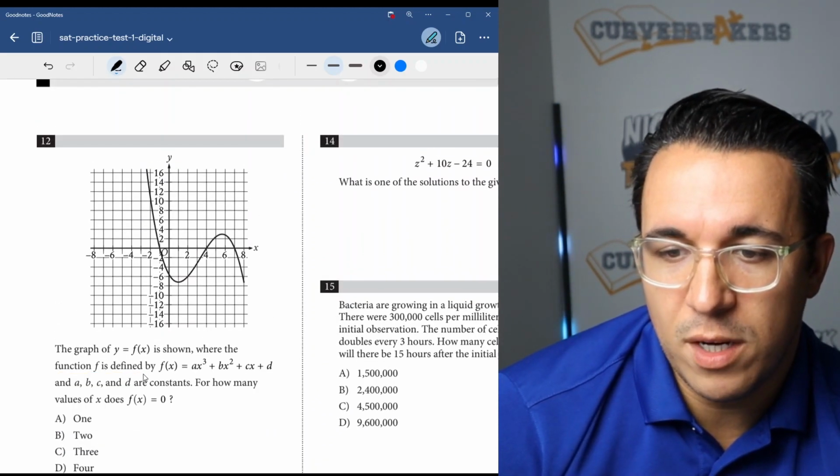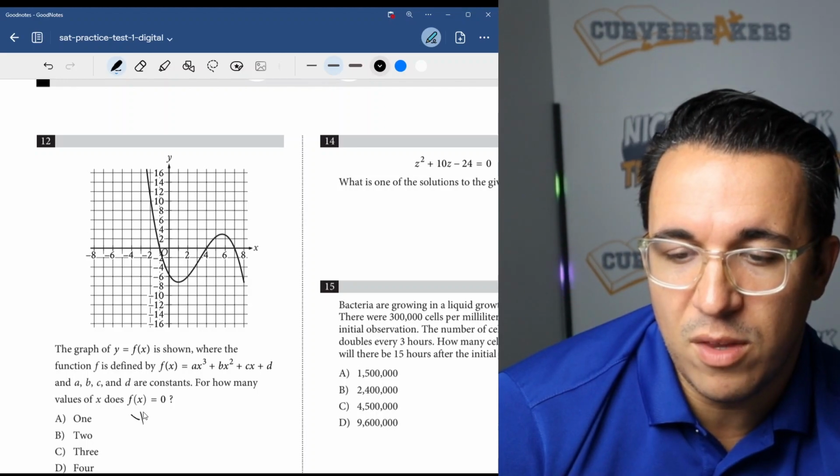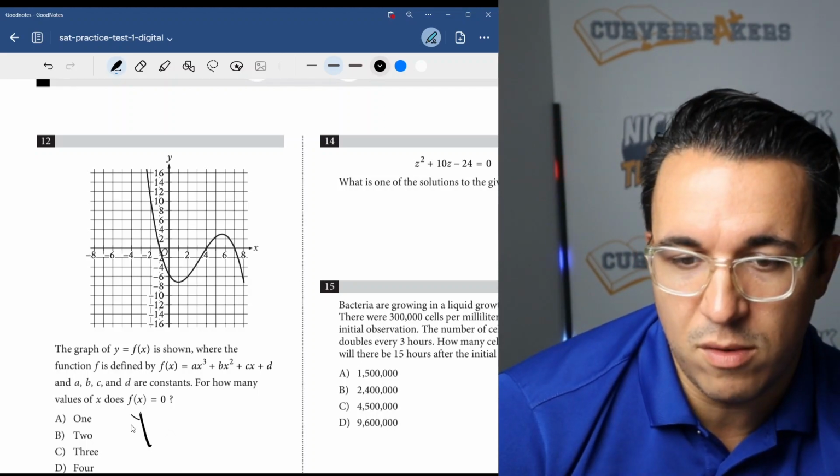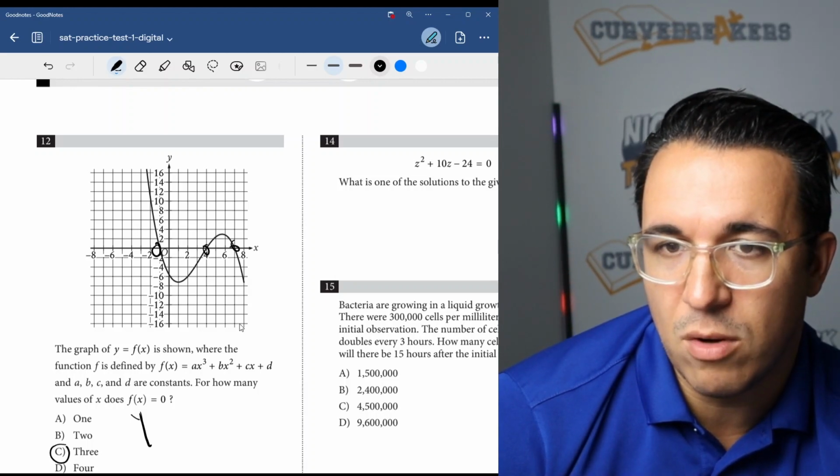Let's take a look at number 12. Looks like we have an equation here, the third power. How many values does f of x equal 0? So once again, they're asking when does y equal 0? So that's going to be here, here, and here. So we're looking at 3 places, so I'm going to go with choice C.